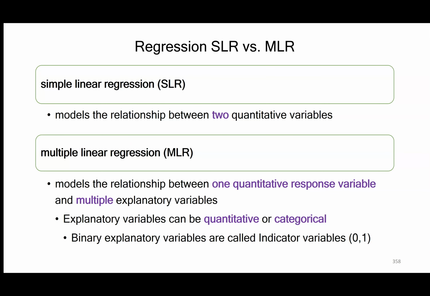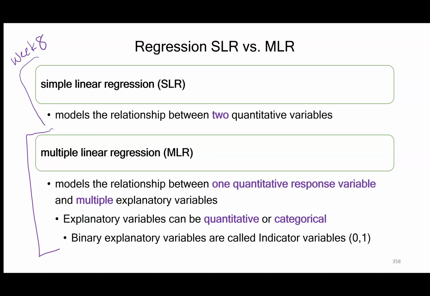So comparing simple linear regression versus multiple linear regression. This right here, that was our week 8. That's what we looked at last week. It models the relationship between two quantitative variables. So we have a quantitative response variable and a quantitative explanatory variable. This week we're looking at multiple linear regression. So we are going to look at the relationship between one quantitative response variable and multiple explanatory variables.